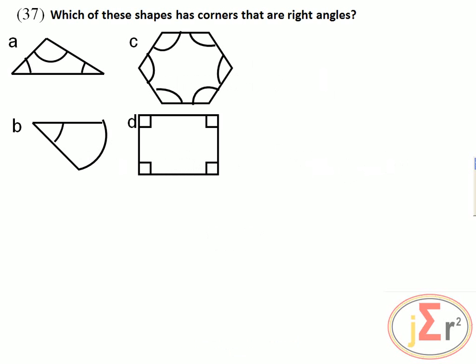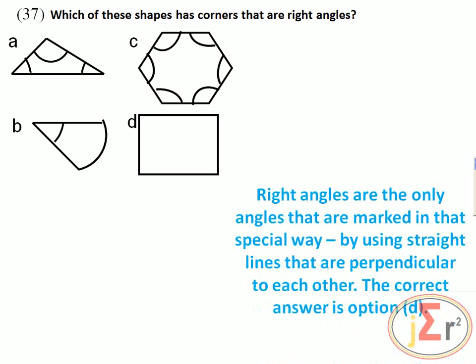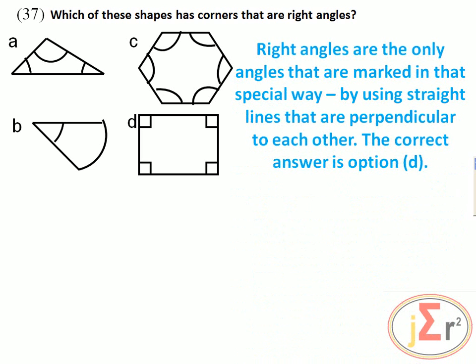Which of these shapes has corners that are right angles? Option D. Right, so Jerry is right onto it. And Jerry is saying that it is option D. Option D is surely correct. Right angles are the only angles that are marked in that special way, by using straight lines that are perpendicular to each other. The correct answer is therefore option D.